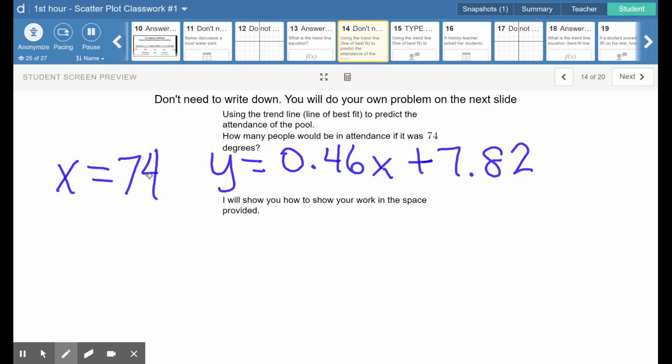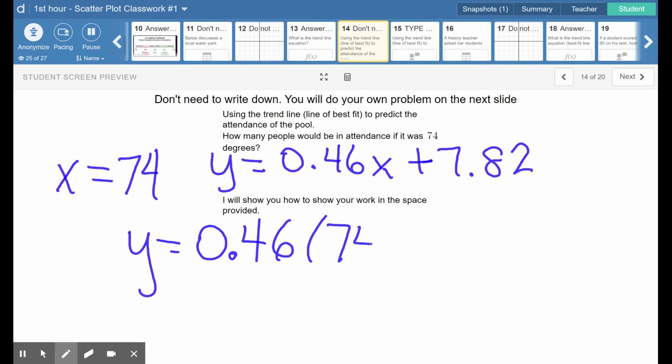So just like the bell work, you're going to plug in 74 into the X value. And then you're going to evaluate it. You're going to let the calculator do the work for you.